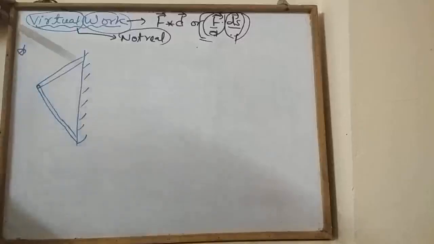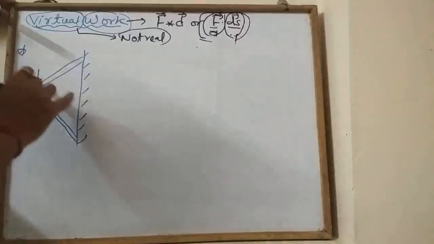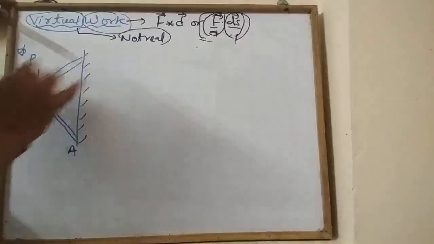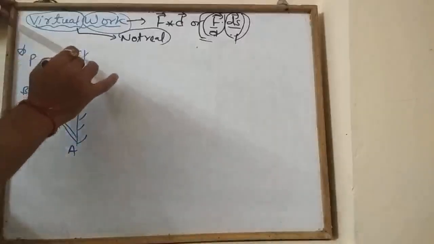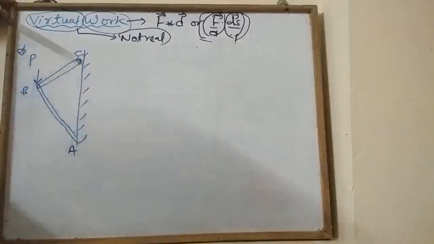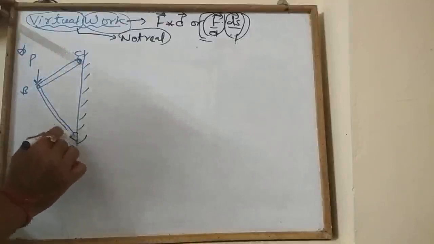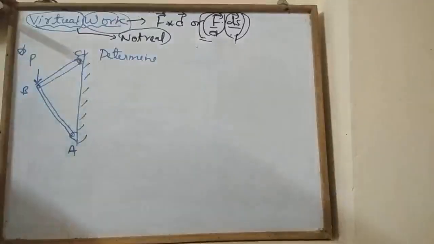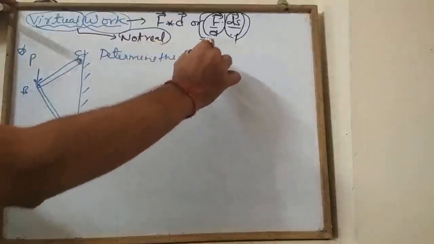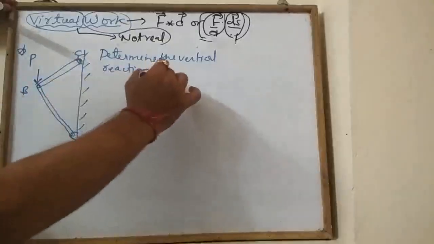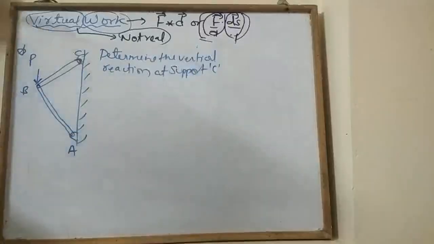So this is a link mechanism which is subjected to load P at location B. Now determine the vertical reaction at support C. So the vertical reaction at support C is to be calculated.